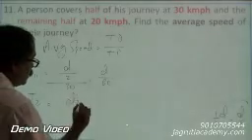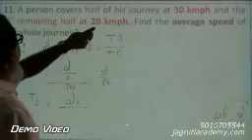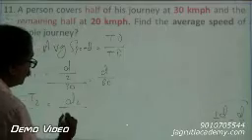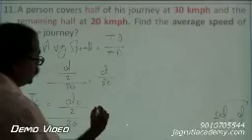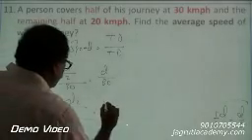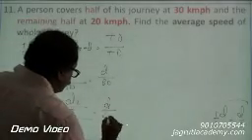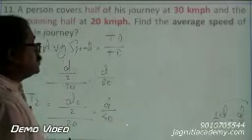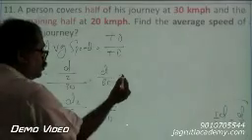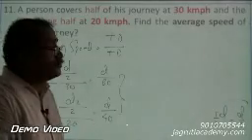Time 2, again d by 2, and what's the speed for the remaining half? 20 km per hour, d by 2, and the speed is 20. So I can write this as d by 40. This is time 1 and this is time 2. When I add these two, I get the total time.